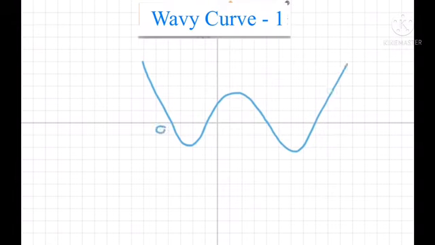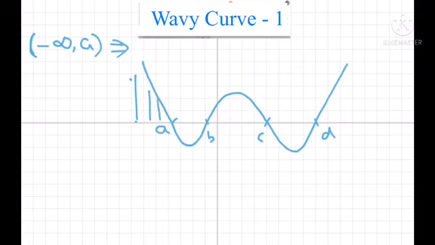This is point A, this point B, this point C, this point D. So now tell me one thing. If I take any value of x between minus infinity and infinity, minus infinity is always with the open bracket. Minus infinity to a, f(x), the value of y is always positive, always positive.